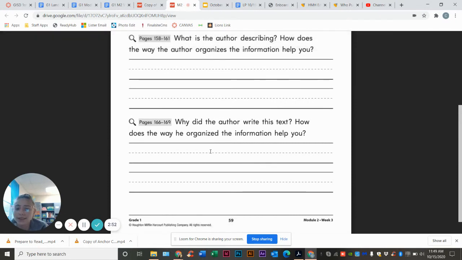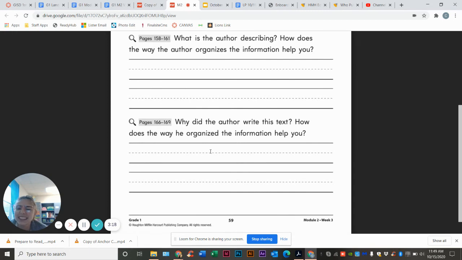Why did the author write this text? Was he trying to persuade me to make cookies? Maybe. Was he trying to inform me on how to make the cookies, the steps that need to happen? Yeah. Was he also maybe trying to entertain me? It was a fun story, right? But I think the main point the author wrote this story was so that he could inform me about what is happening in the making of the cookies.